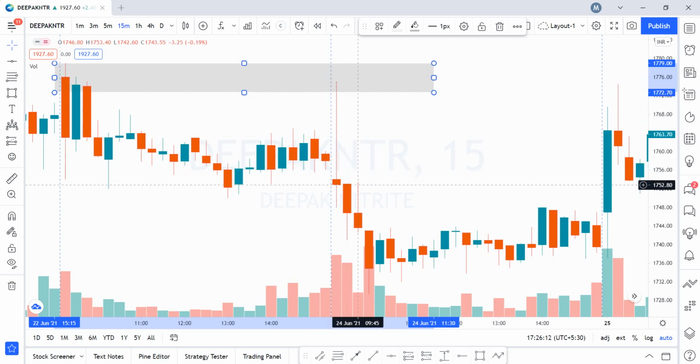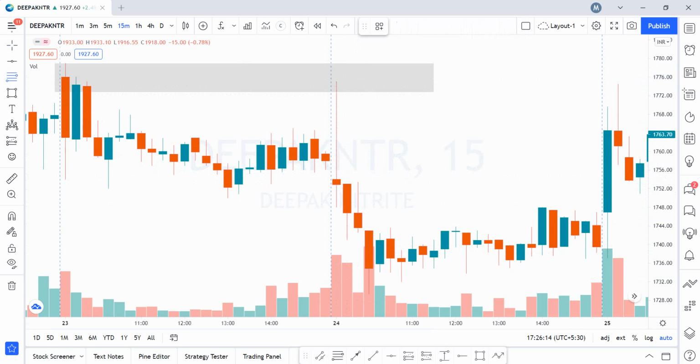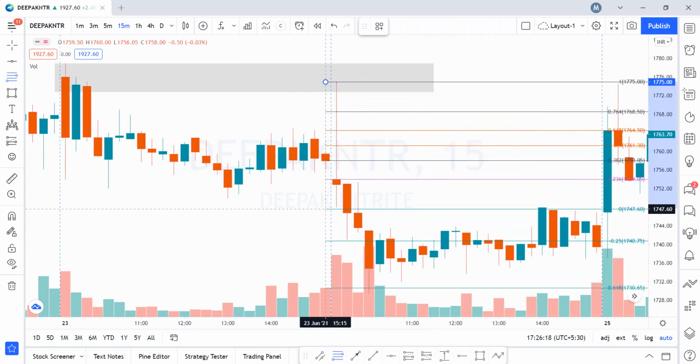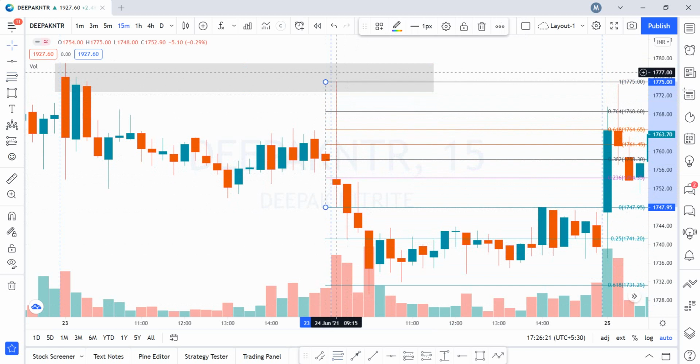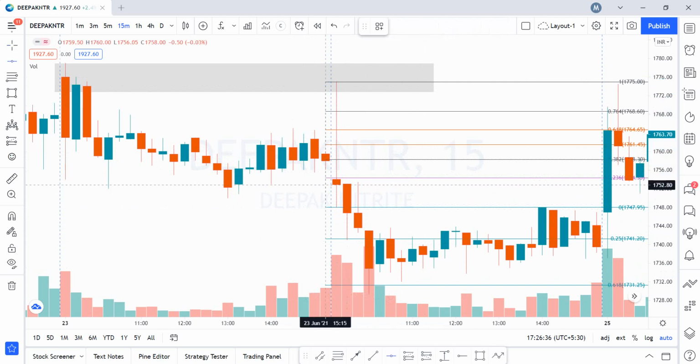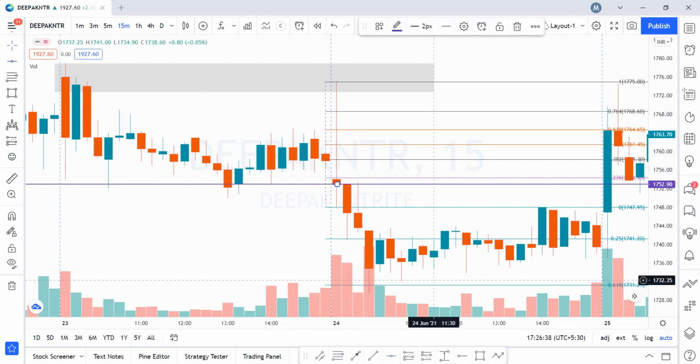So if at all I want to take this trade, how would I plan it? Here if you see, this is the highest high and this is the lowest low. So a single candle over here will be my Fibonacci retracement. I'll be drawing a Fibonacci retracement on this candle only, because both of these candles will anyway be covered over here. The closing of the first candle is my short entry. So this will be my short entry over here, about 1752 rupees.